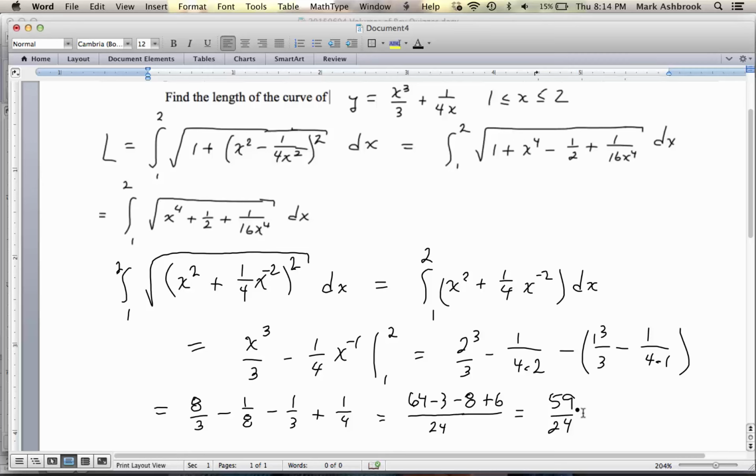Okay, I know that's a much better solution to this problem. So recognizing that after multiplying these terms out, this is a perfect square. It's x squared plus 1/4 x to the minus 2 squared. That gives us the right middle term, 1/2. And so then the square root and the square cancel each other out, and we're left with this easy antiderivative.